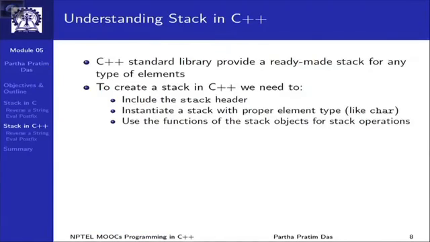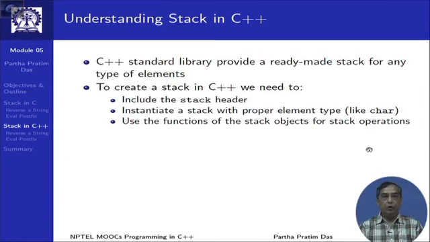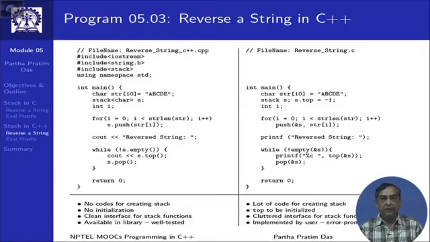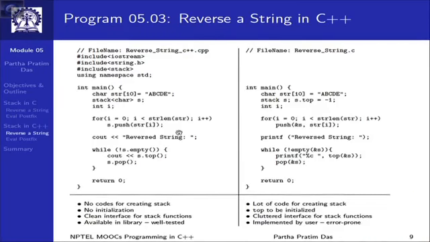So, what will happen in C++? In C++, the good thing is the C++ standard library provides us with a ready-made stack. So, to use that stack, all we need to do is to include a new header called the stack header, instantiate the stack which is defined in that header, and then just start using the functions of that stack object, and we will have the stack ready for us.